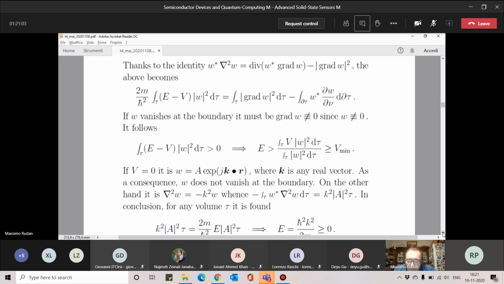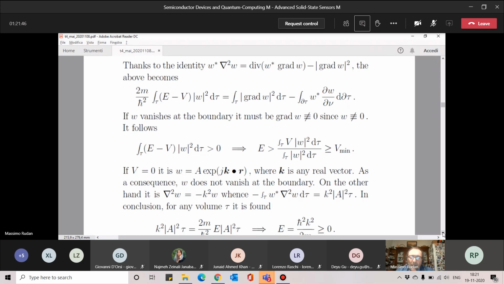Okay, obviously, the integral in the numerator is larger or equal to the integral that you obtain by replacing V with the minimum of V. But if you do so, you can extract the minimum of V from the integral, the other part cancels the denominator, and so we arrive at the conclusion that the total energy, if the wave function is normalizable, is strictly larger than the minimum of the potential energy.